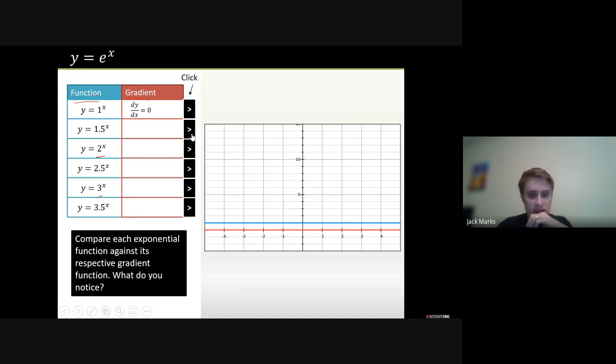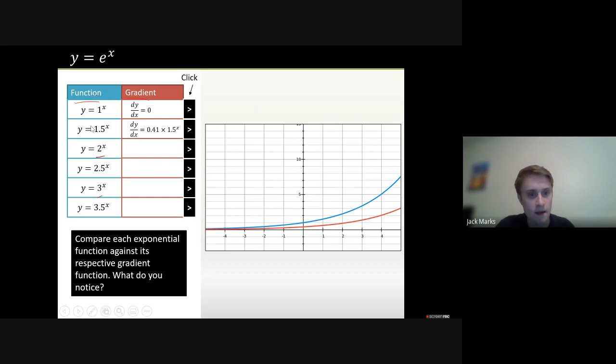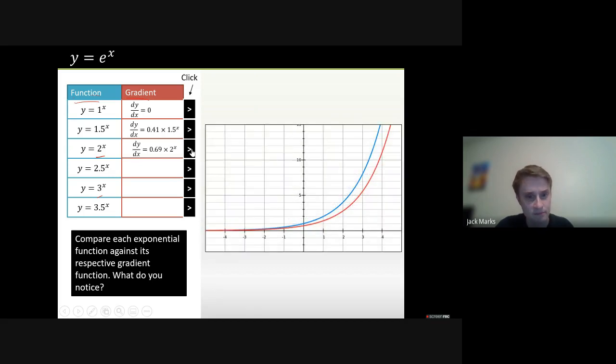Well, there we will just get 0. That kind of makes sense because 1 to the power of x just means it's always 1. So you have a flat line, so the gradient is 0. If you have 1.5, this is what you get when you differentiate. You get 0.41 multiplied by 1.5 to the power of x again. Again, you don't need to know where that comes from. Just look for the pattern.